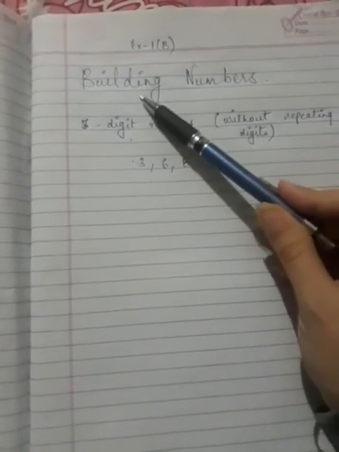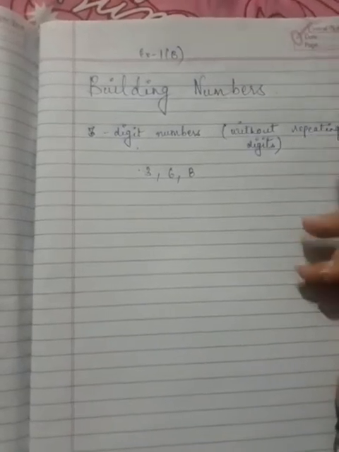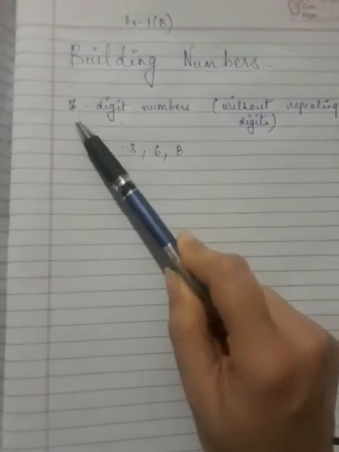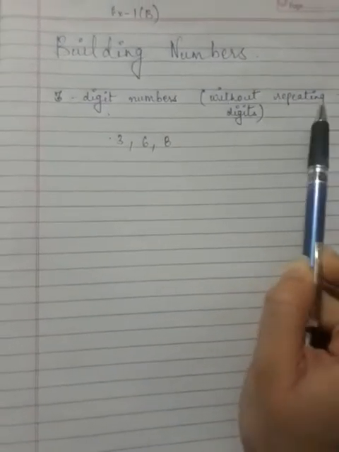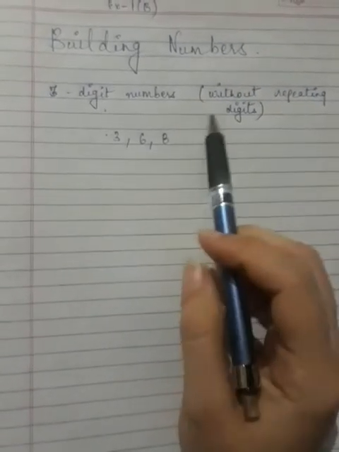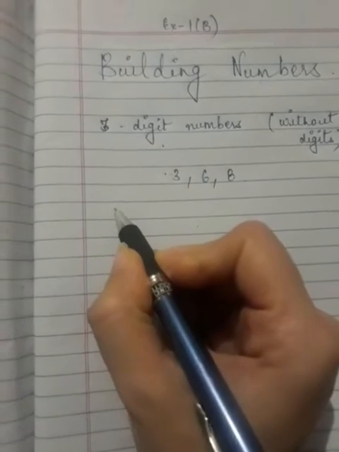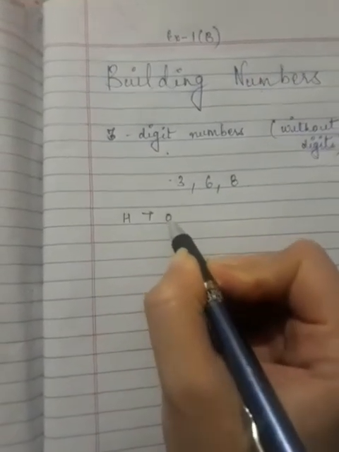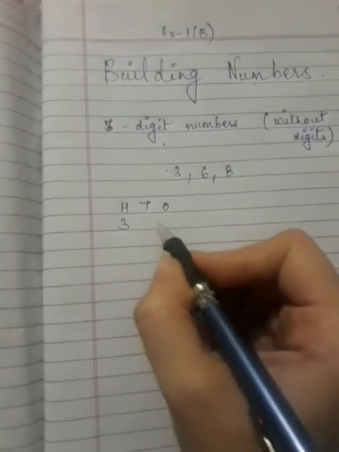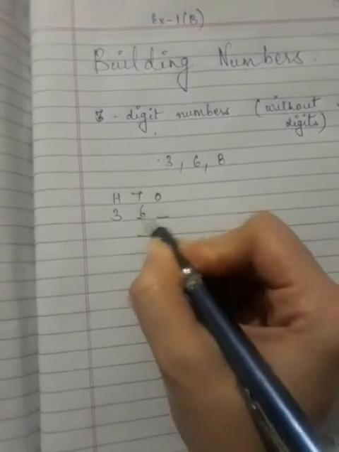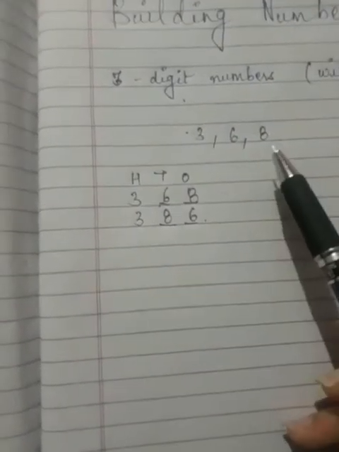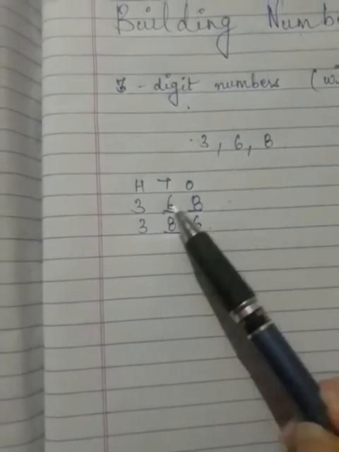Here we'll learn building numbers, that is how to build numbers with the given set of digits. Suppose there's a question that asks you to form all possible 3-digit numbers without repeating the digits, and there's a set of digits that is given to you. So form 3-digit numbers keeping 3 at the hundreds place, the numbers that can be formed are 368 and 386. So what I have done, I have kept the remaining digits in the remaining places.